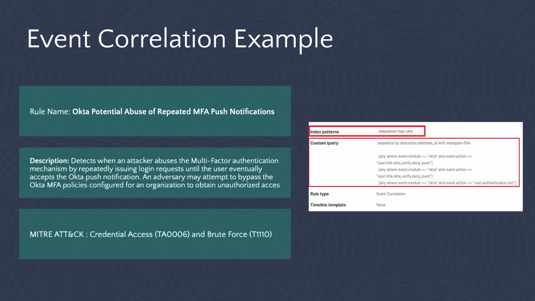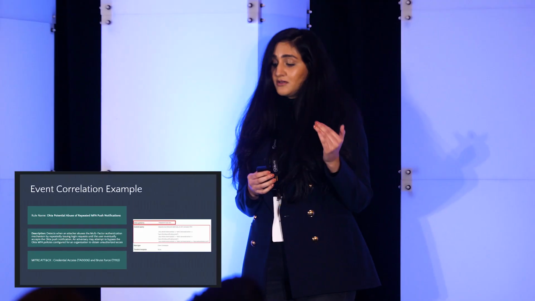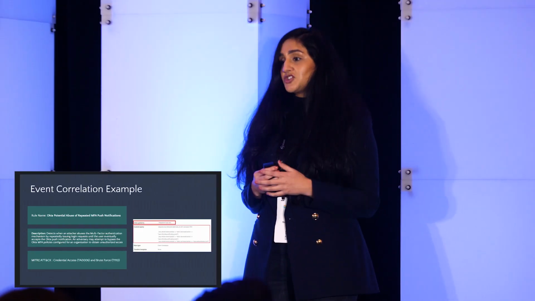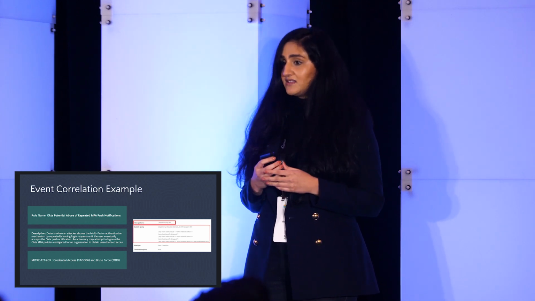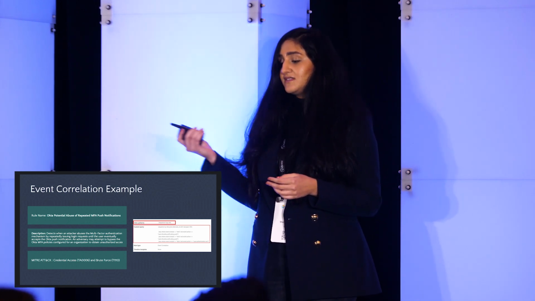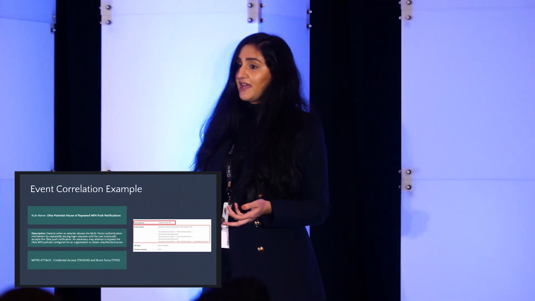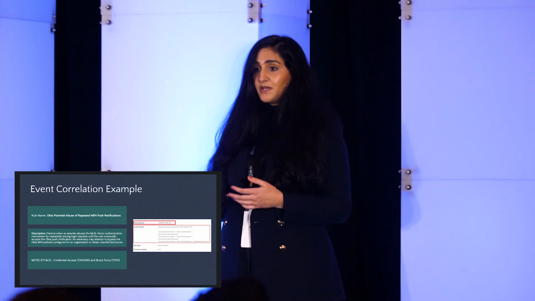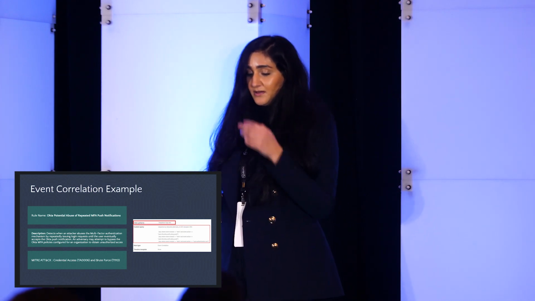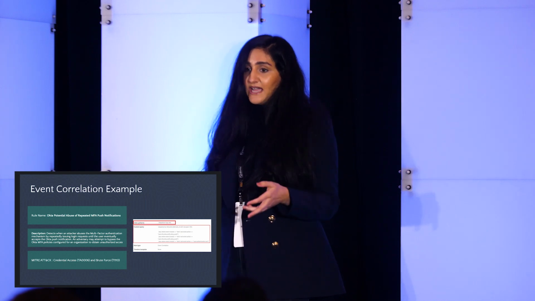If you look at the screenshot on the right, you can see the index pattern that we're querying is Okta, and the custom EQL query is sequenced by user ID with a max span of 10 minutes. The way it's implemented is it searches for two denied events followed by a successful event, and obviously we can manipulate this as much as we want. We can do 50 denied events followed by a successful one. I'm going to be going over this in a little bit, and we'll be going over the MITRE ATT&CK framework.